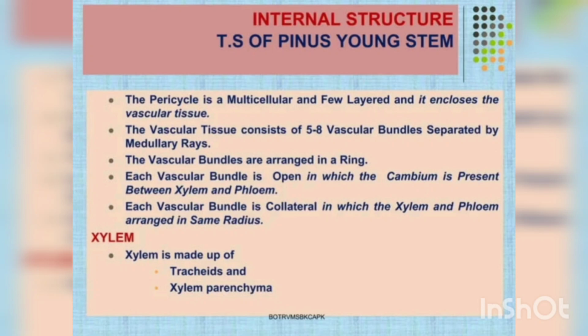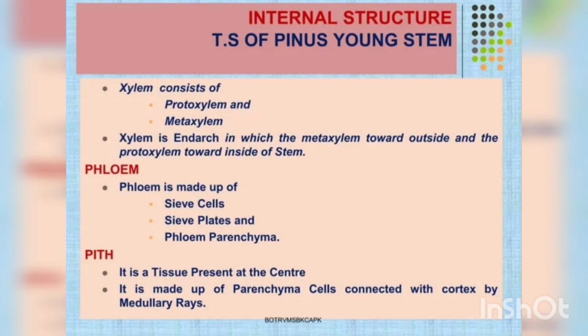Xylem is made up of tracheids and xylem parenchyma. Vessels are absent. The absence of vessels is a characteristic feature of gymnosperms. So the xylem is water conducting tissue, and it consists of tracheids and xylem parenchyma. Vessels are absent. Two types of xylem can be seen: protoxylem and metaxylem. Protoxylem is the primary xylem and metaxylem is the secondary xylem.